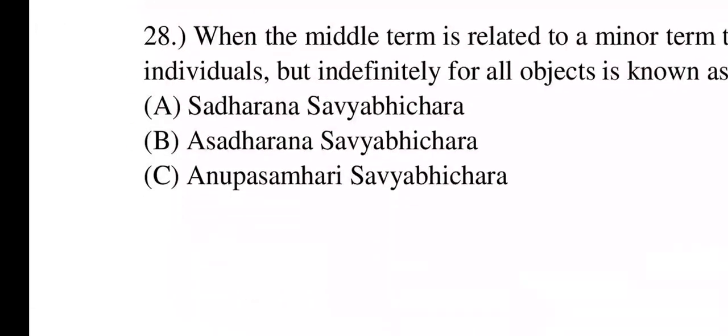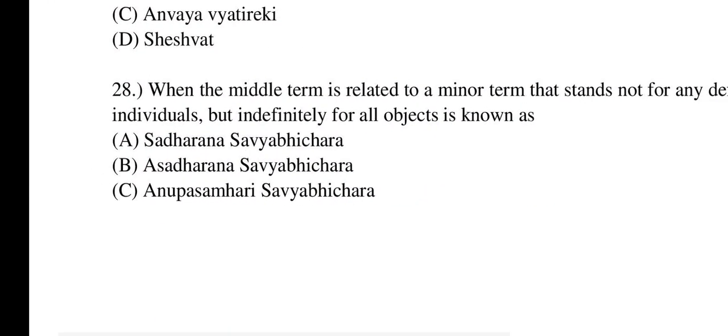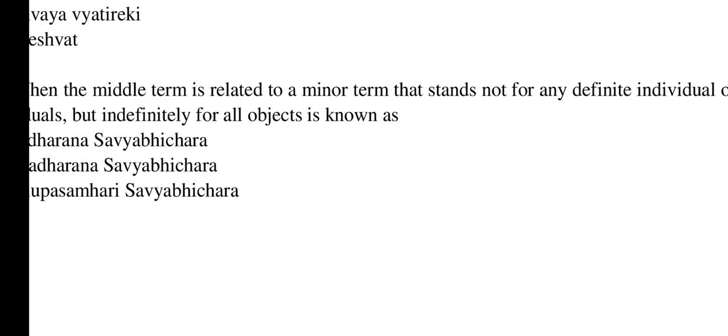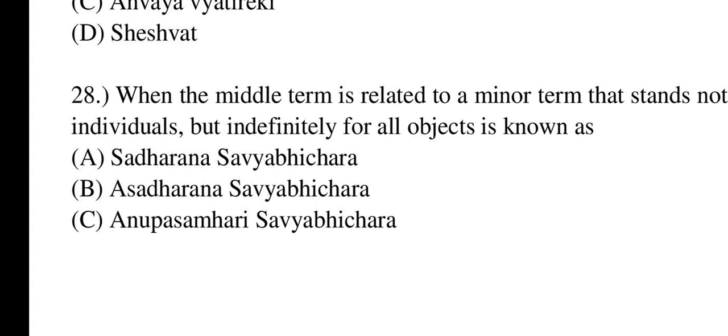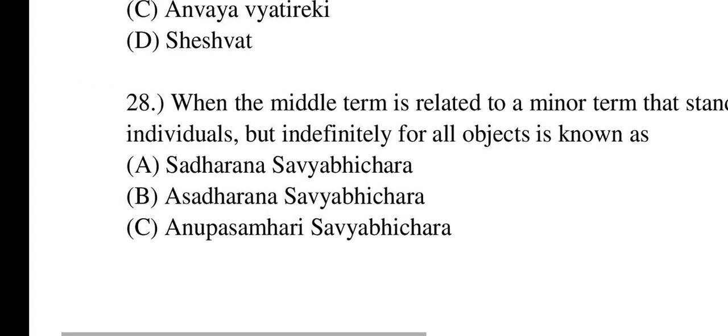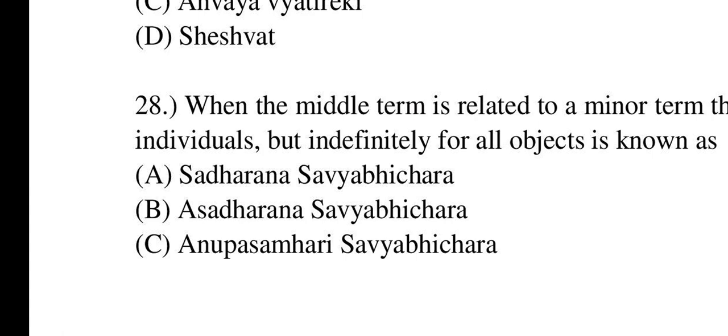27 done. 28 says, when the middle term is related to a minor term that stands not for any definite individual or class of individuals but indefinitely for all objects, it is known as what? It will be too hard for me, but let me try. A, B, C, D.